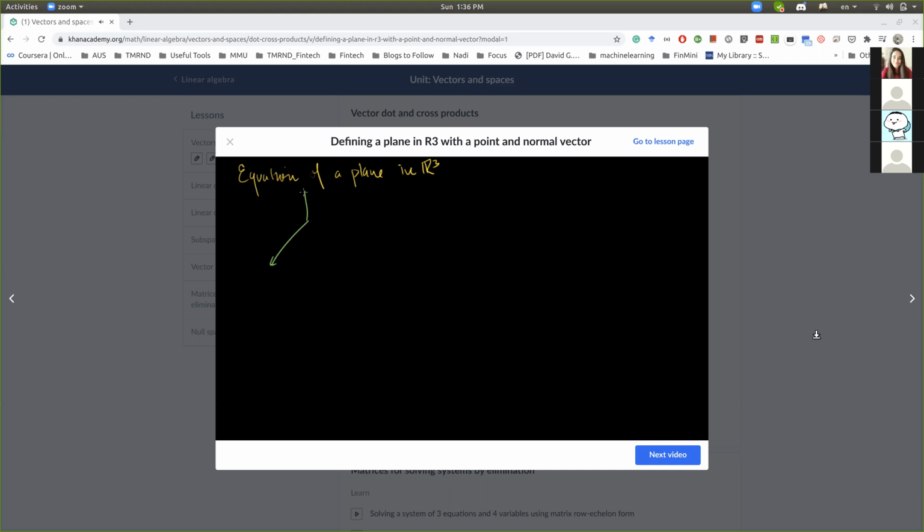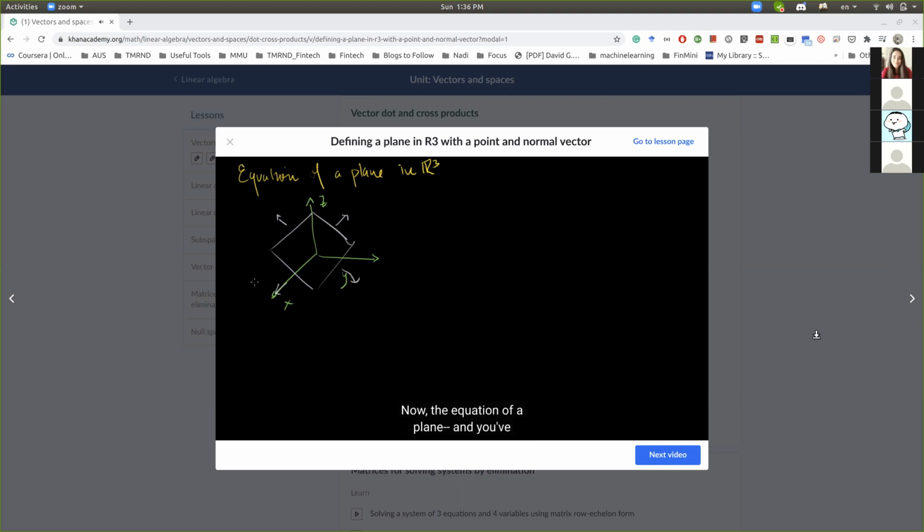Let me do a little bit better job than that. So let's say that that is the x-axis. This is my y-axis. And then that's my z-axis. And we know what a plane looks like. It looks something like that. I'm just drawing it at an arbitrary angle and it goes off in every direction.